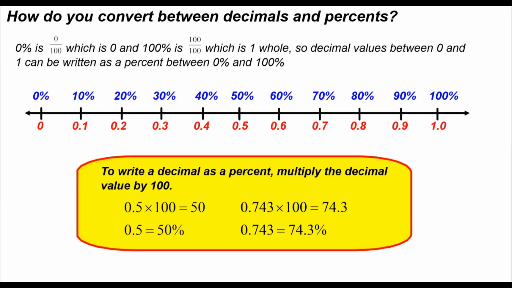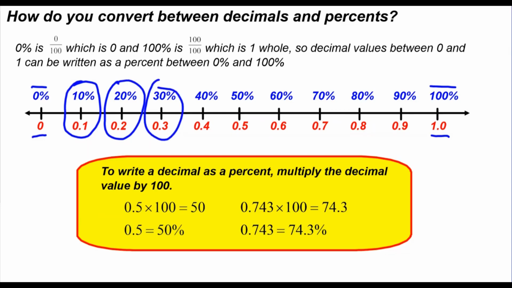So how do you convert between decimals and percents? 0% means 0 out of 100, which is 0, and 100% is 100 out of 100, which is 1 whole. So decimal values between 0 and 1 can be written as a percent between 0% and 100%. If you want to visualize that, I've got a double number line here, and I've divided it from 0 to 1 whole on the bottom, and from 0% to 100% on the top. When we divide each of these equally, we can see that there's a connection between the decimal value and the percent. So 1/10 is 10%, 2/10 is 20%, 3/10 is 30%, and so on.